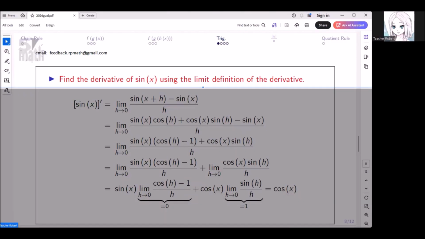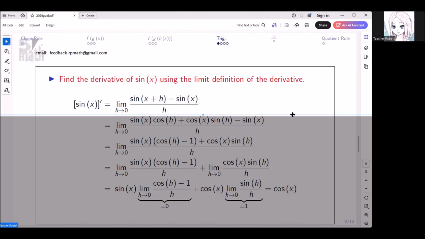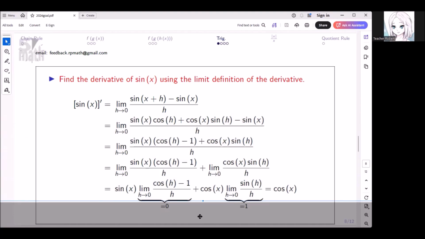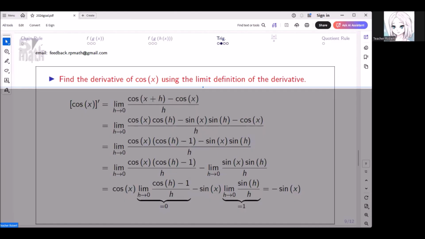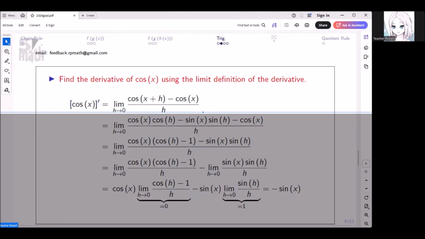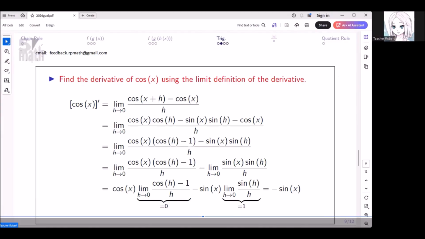Find the derivative of sine of x using the limit definition of the derivative. The derivative of sine of x equals this, which eventually equals that. Find the derivative of cosine of x using the limit definition of the derivative. We have this, and then we have that.